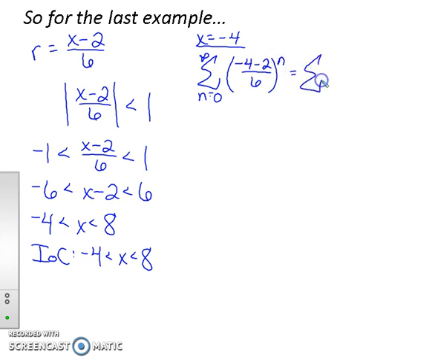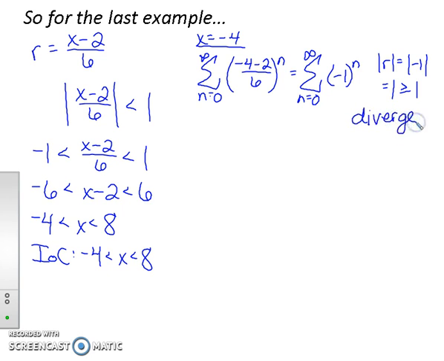So if we simplify that, we would have -1 to the n. And the absolute value of the common ratio there is 1, which is greater than or equal to 1, not less than 1. So therefore, this one would diverge. So we do not actually keep -4 as part of our interval.